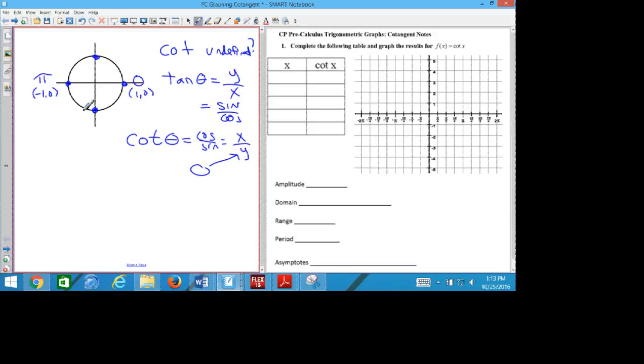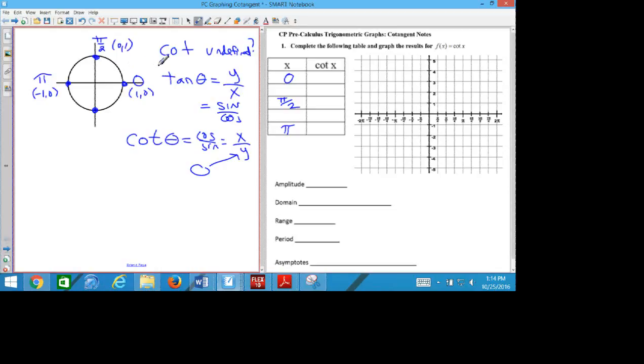So when I start my table, I'm going to start at 0, and I'm going to end at pi. And after that, it's repeating. That's going to be one cycle for cotangent. So if I have from 0 to pi, what is the middle going to be? Pi over 2, 90 degrees. Pi over 2 is up here. That is the ordered pair (0, 1).